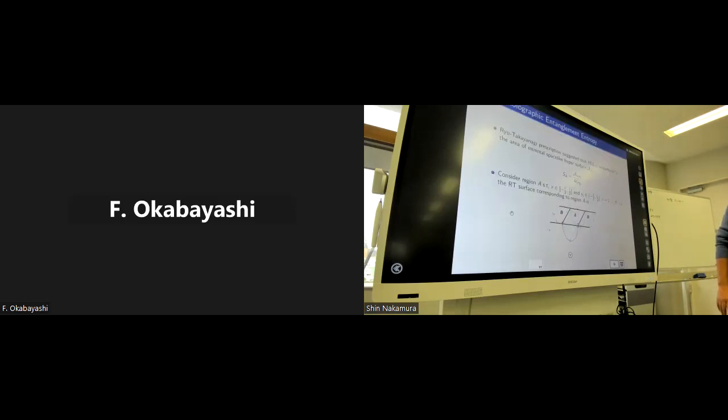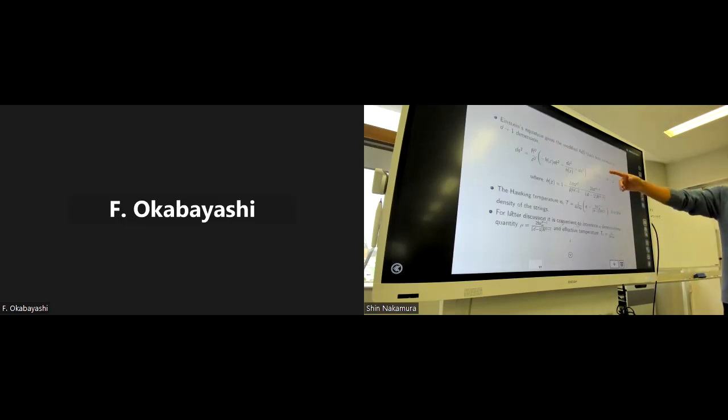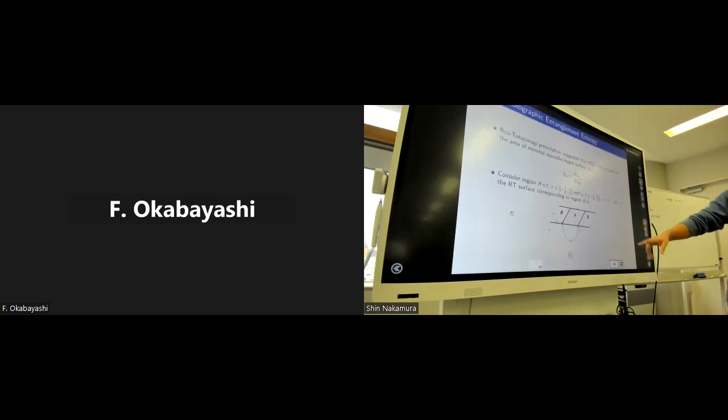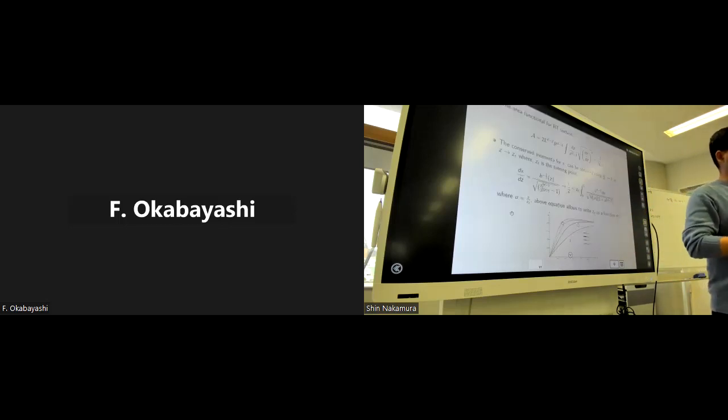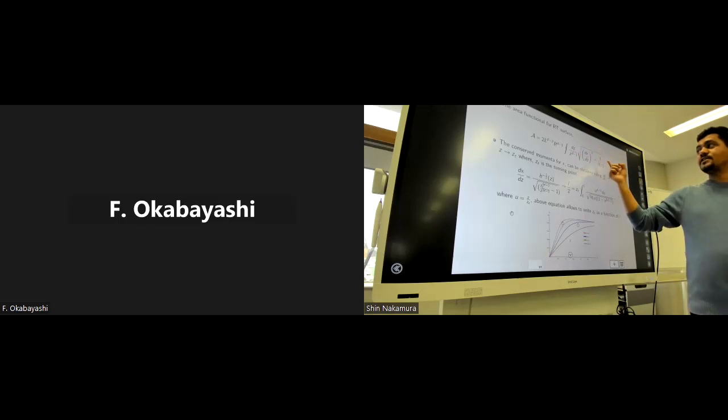Okay, now how to do that? So we have this metric. We can define our RT surface in this way. Now we have to compute the area of this extremal surface. To do that, I will first compute this induced metric, right? And then I can compute the area of that induced metric, which will look like this.